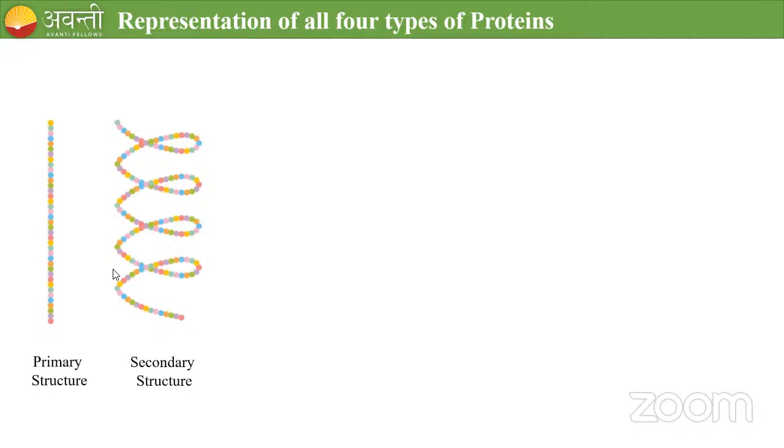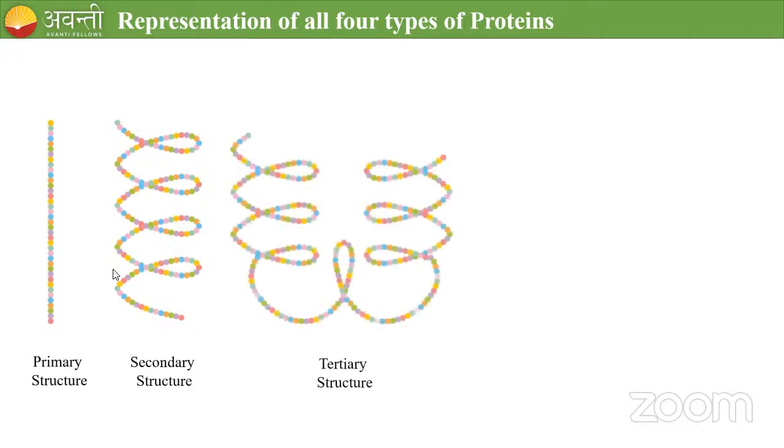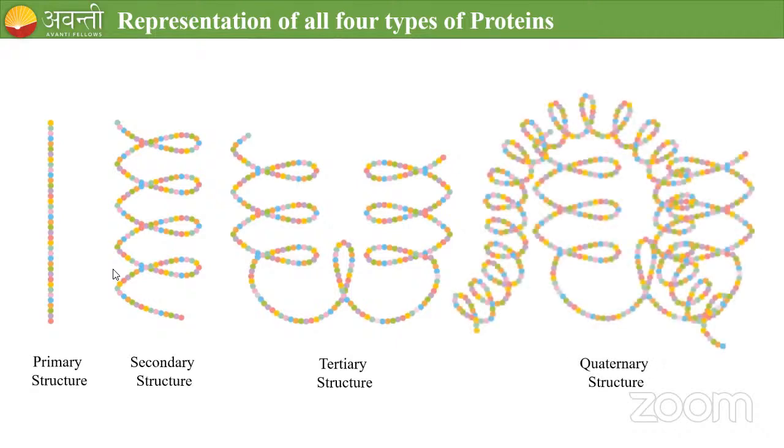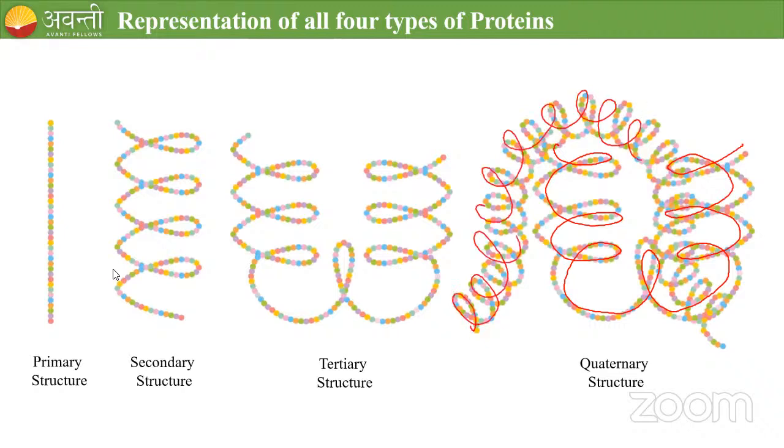And the tertiary structure means you have to further fold the secondary to get the tertiary. And quaternary means you will have two polypeptide chains or more than two. So you can see the two polypeptide chains, right? This is one chain, which is same as that of tertiary structure, and this is the other, the second polypeptide chain. So quaternary is made up of two or more than two polypeptide chains. So this is the representation of all four types of proteins.